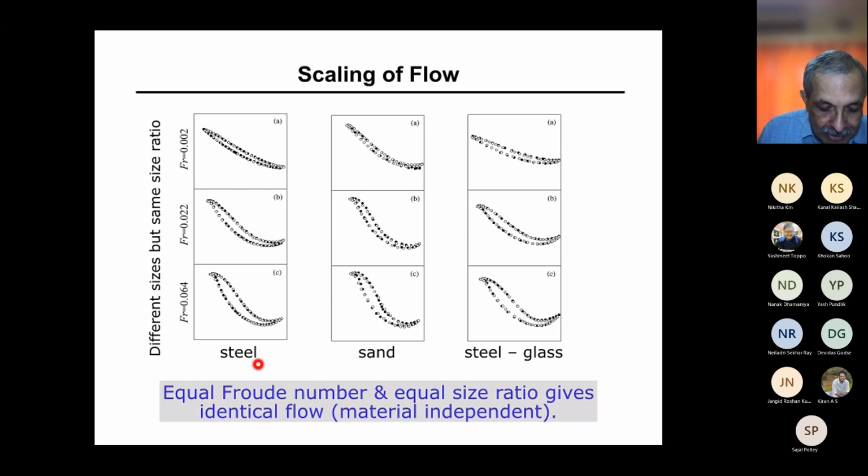And this is for some steel balls, this is for sand, this is for steel and for glass. So it's like two different materials which are very hard, but all the dimensionless parameters S and Fr are the same. So even for two different materials, the profile shapes are identical. So this is known as scaling because you make everything dimensionless and then the flow looks exactly the same.